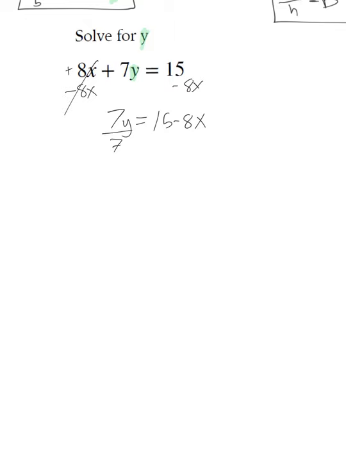And to get y by itself, then you want to divide both sides by 7. So we wind up with y is equal to 15 minus 8x, all over 7. Notice how we're dividing that whole expression by 7. Anytime you have multiple terms, when you're doing the operation multiplication or division to both sides, make sure you're doing that operation to each of the terms.